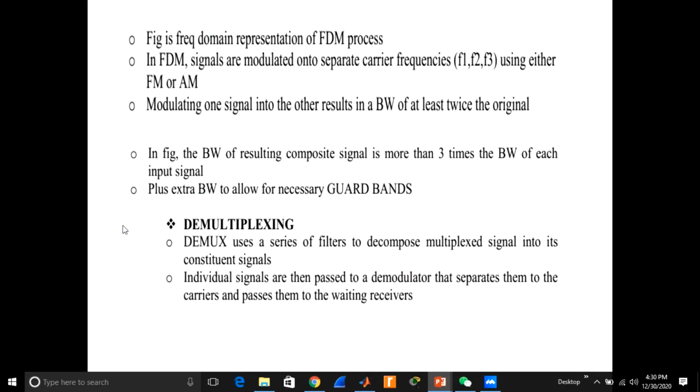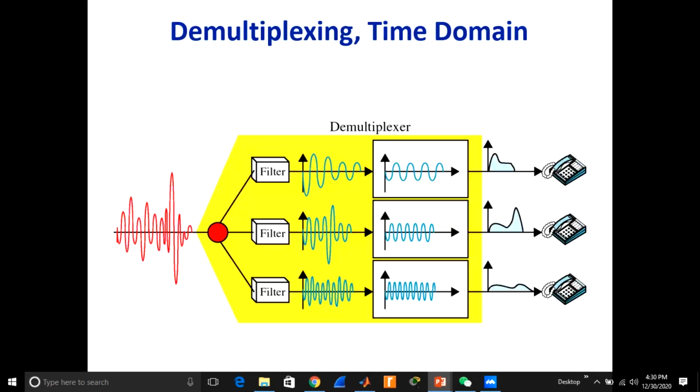For example, this is the composite signal, the combined signal, and when we give it to this, we will use three filters. So this filter will block these two and will allow only this signal, and this filter will filter its own signal, and this filter will filter its own signal. Now we will use the demultiplexing scheme, and we will receive the same signal here.